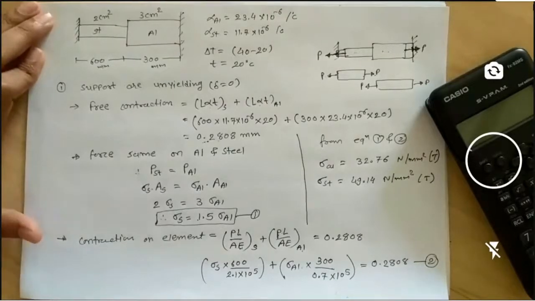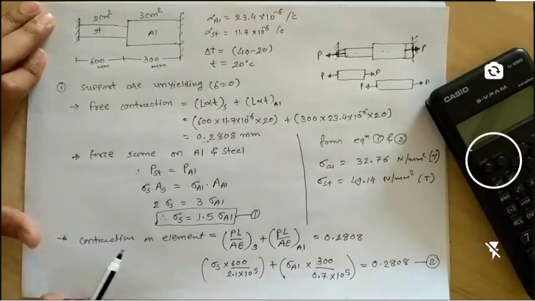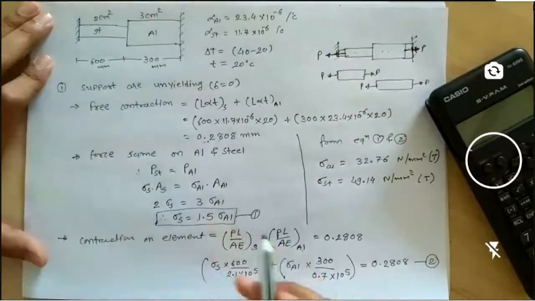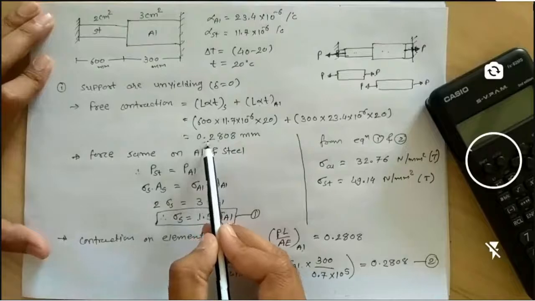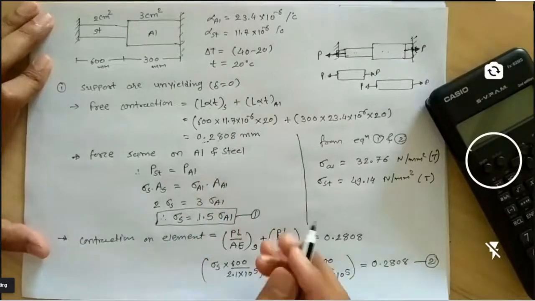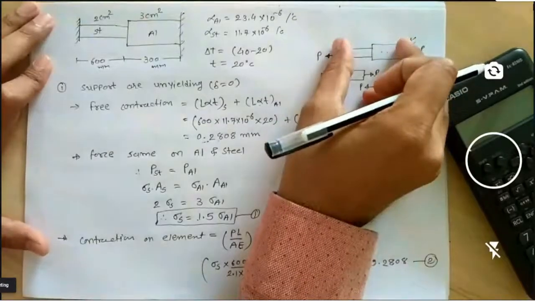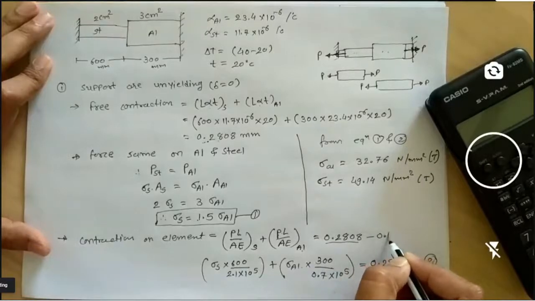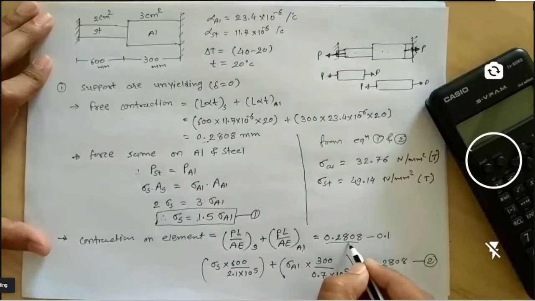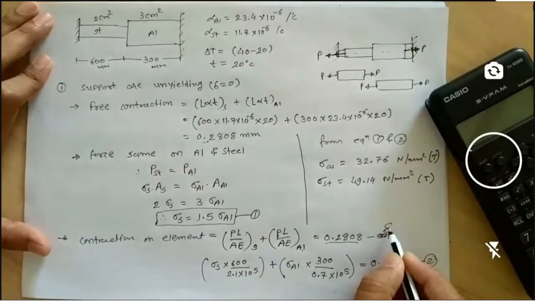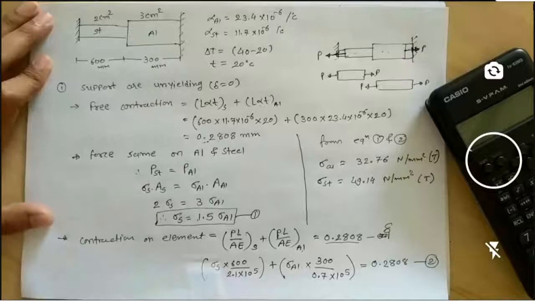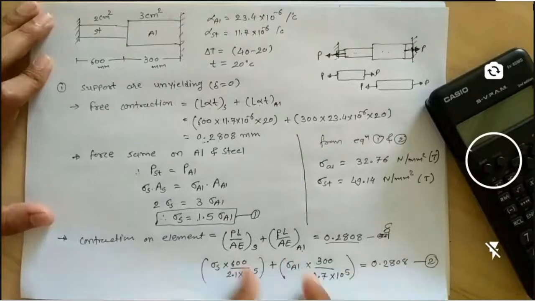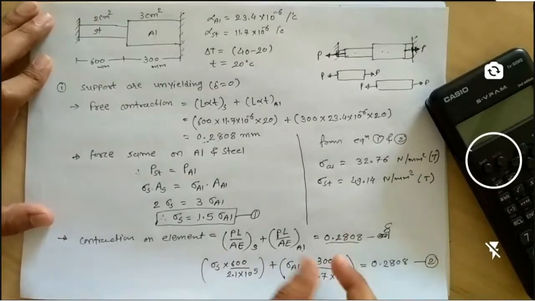Now the second case says that the supports come near to each other by 0.1 mm. So the contraction required is 0.2808 mm, and out of this, the supports come near each other by 0.1 mm. So out of this delta, you have to reduce 0.1 mm, because the effective change in length is this minus delta. Here delta is 0.1 mm. So in the second case, put 0.2808 minus 0.1 mm and find the stresses, so you get the stresses under the yielding of 0.1 mm.